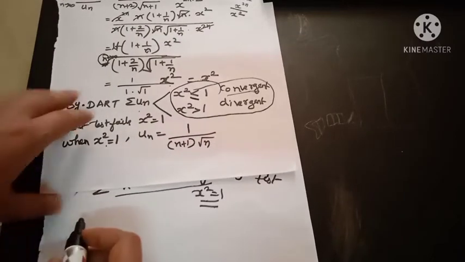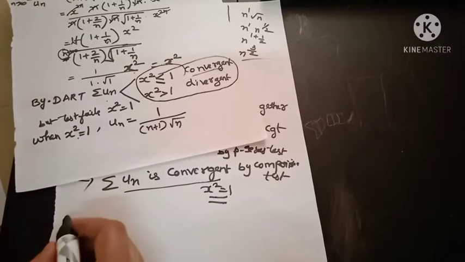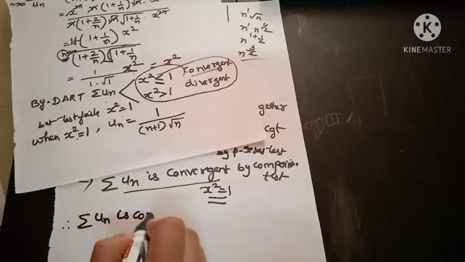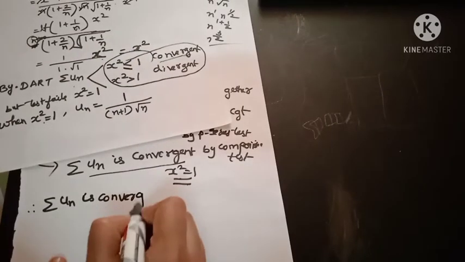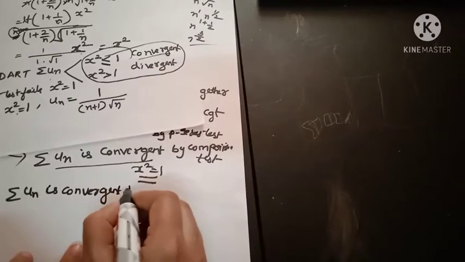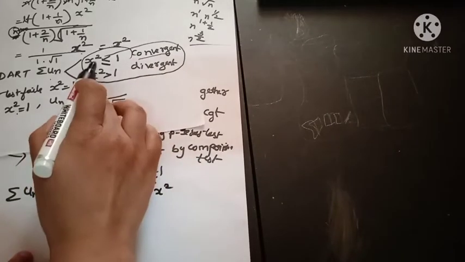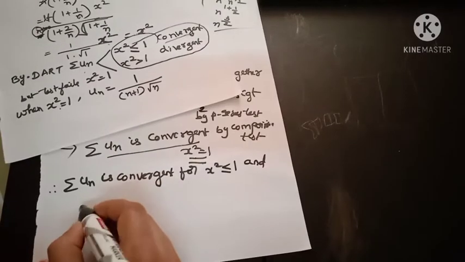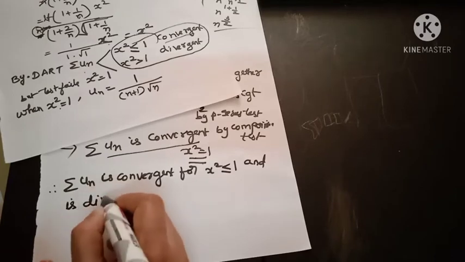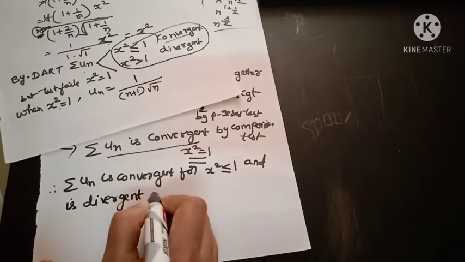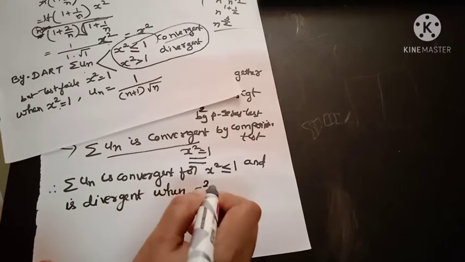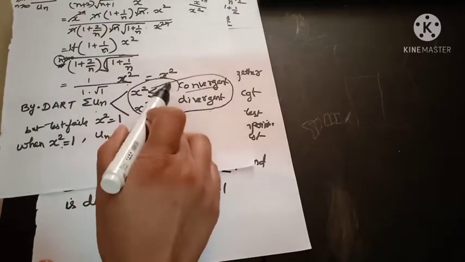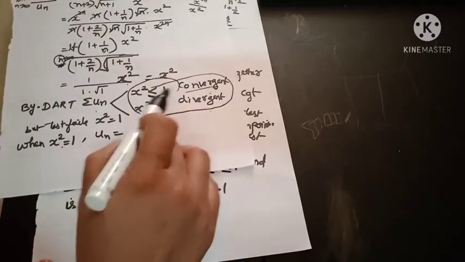The conclusion here is, we have to write, therefore the series un is convergent for x square less than or equal to 1 and is divergent when x square is greater than 1.